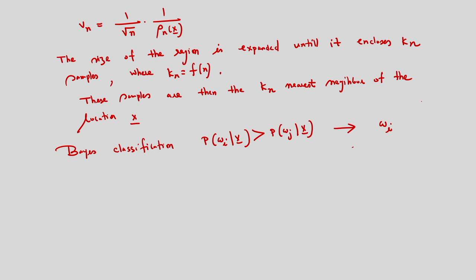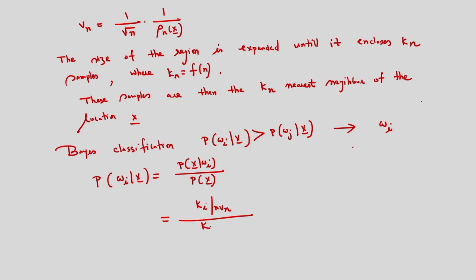Okay. So now how to write this probability of omega i given x? I can write it like this: the probability of x, omega i divided by the probability of x. So this can be written like this: ki divided by n Vn, and this k by n Vn.